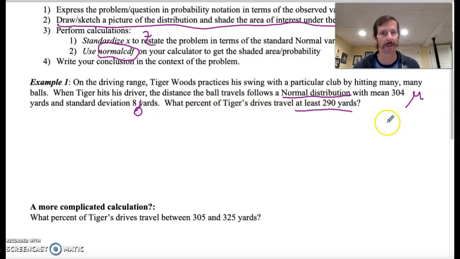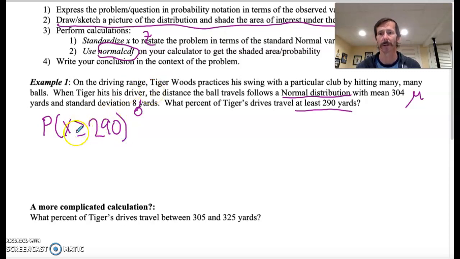So I'm interested in x, the number of yards it would travel, so my probability calculation is at least, a greater than or equal to 290. And in normal distribution, again, different than binomial, a greater than 290 and a greater than or equal to 290 are the exact same calculation, exact same answer. So it doesn't matter whether this is greater than or equal to for normal distributions. Big difference in binomial.